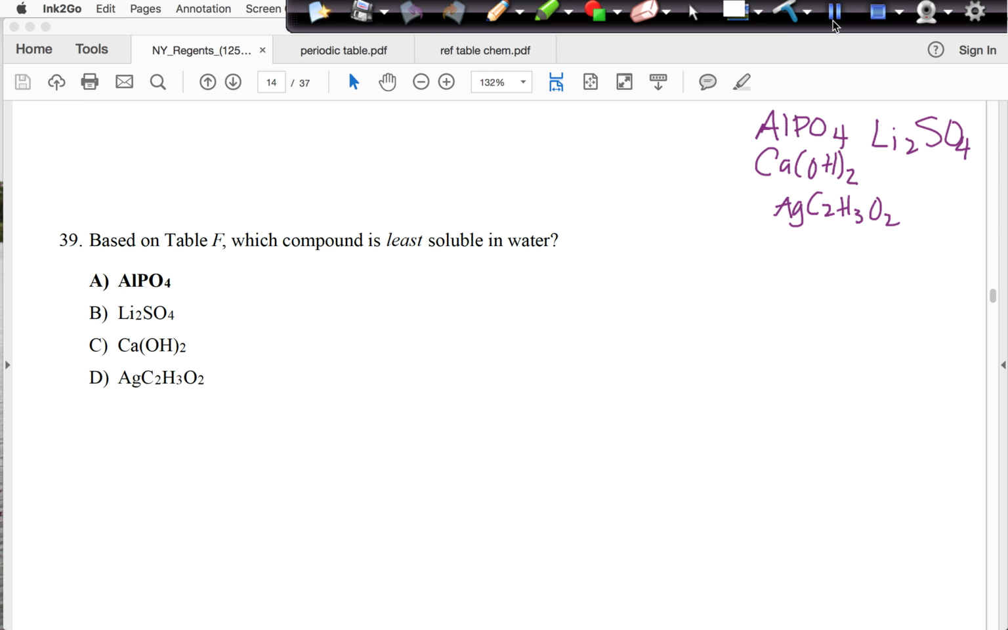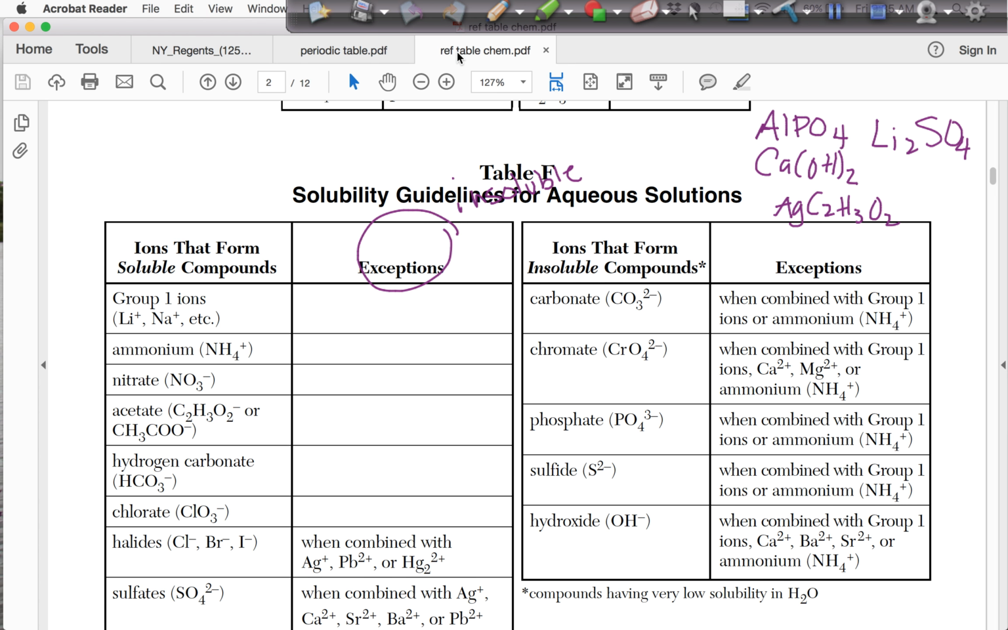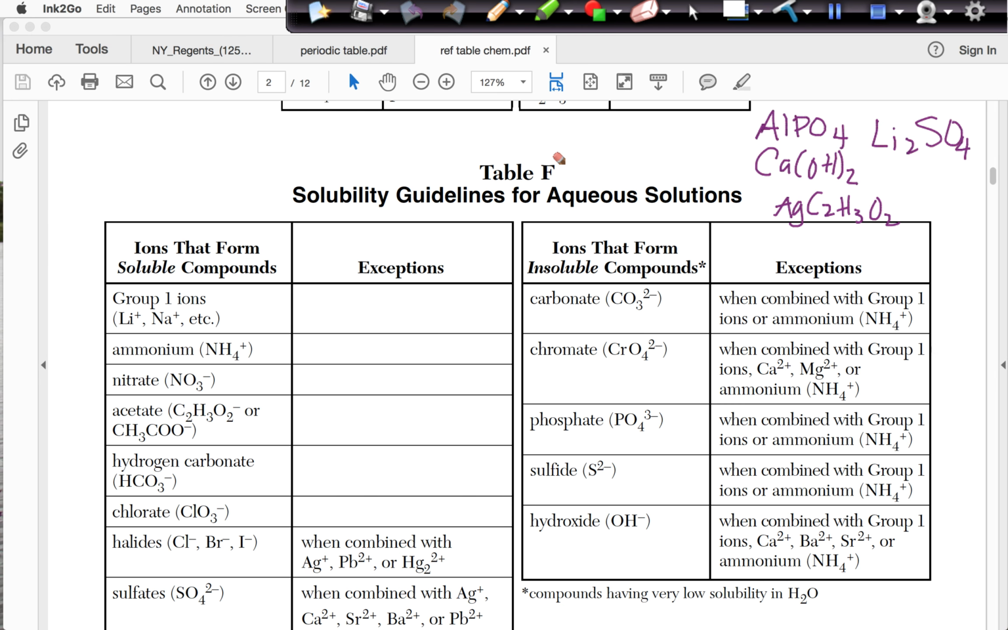For number 39, it says, based on Table F, which compound is least soluble in water? When they say least soluble according to Table F, it's basically going to be the one that comes out as insoluble on Table F. So let's switch over to Table F. We are looking for which compound is insoluble. And we actually need to use both sides of Table F. You always want to look at both sides.